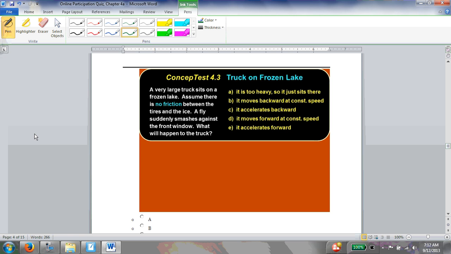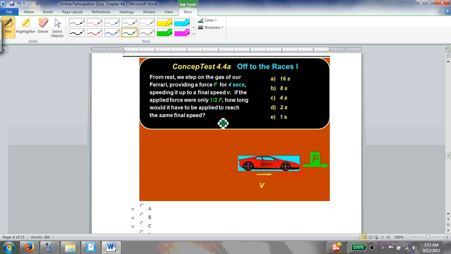A very large truck sits on a frozen lake. Assume there's no friction at all, and a fly suddenly smashes against the front window. What will happen to the truck? So I have this truck, and then I have this little fly, and he comes and slams into the window. That's going to exert a force on the truck, causing the truck to accelerate backwards. So the answer is C for that one.